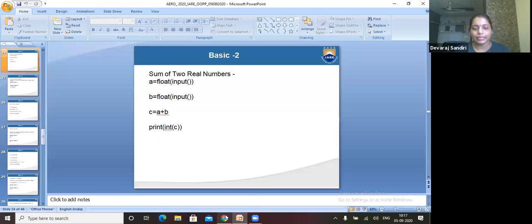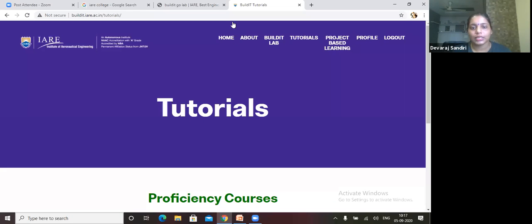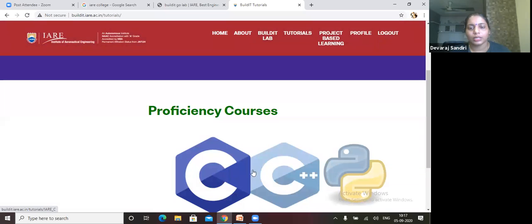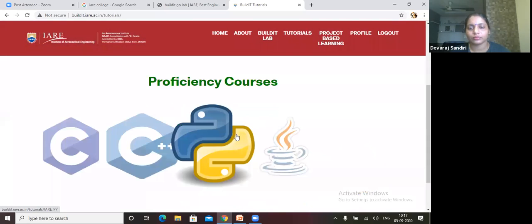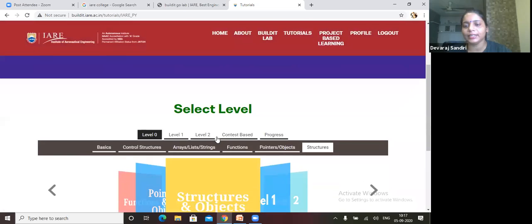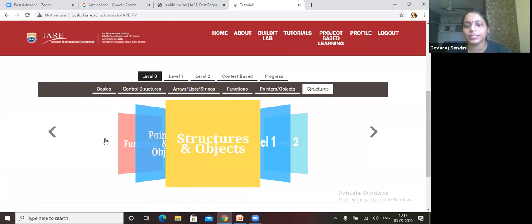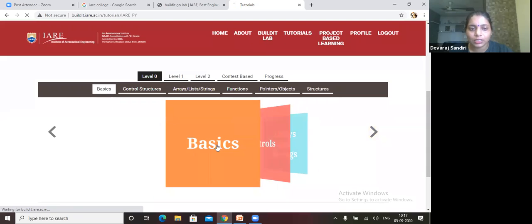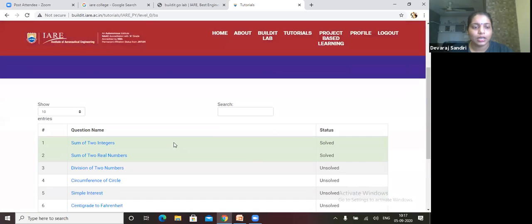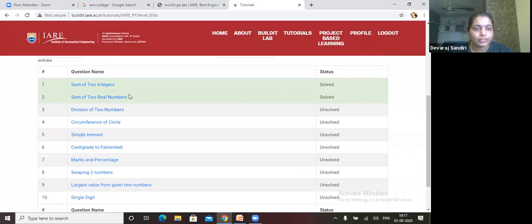See, I will run this program in Build IT. Is the Build IT screen visible? Students, is it visible? Tell me yes or no. Yes. So level 0, basics, and we already solved this one.